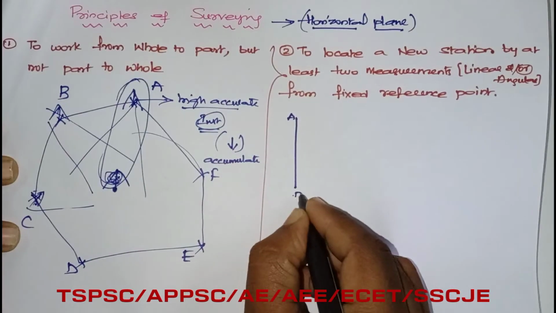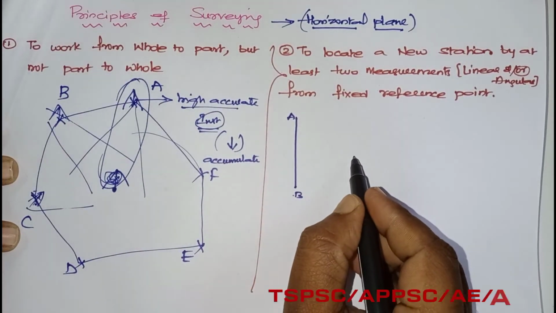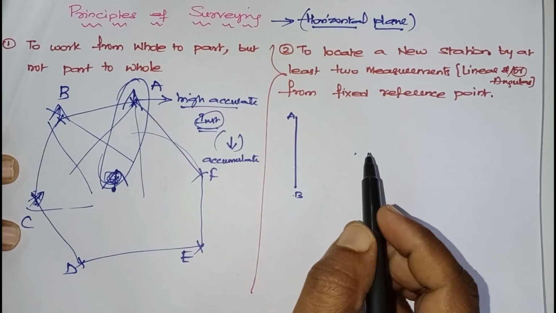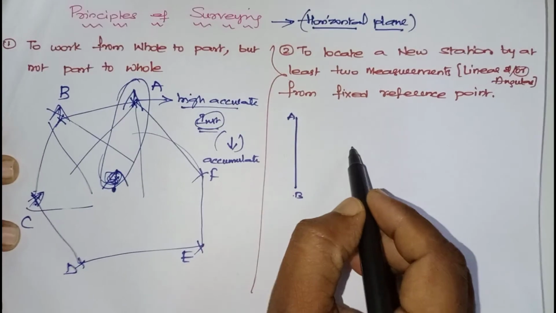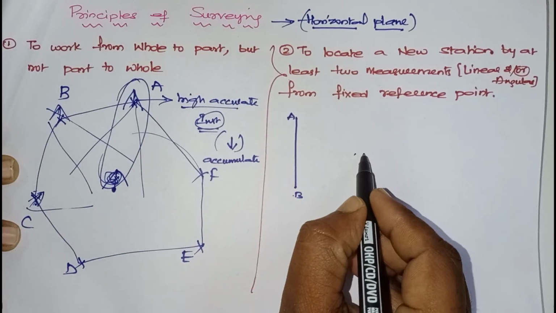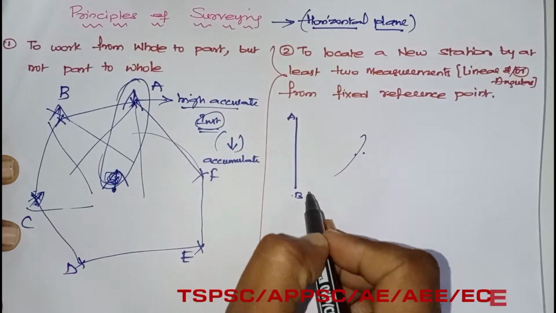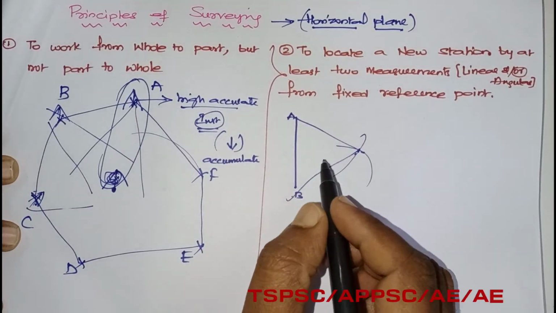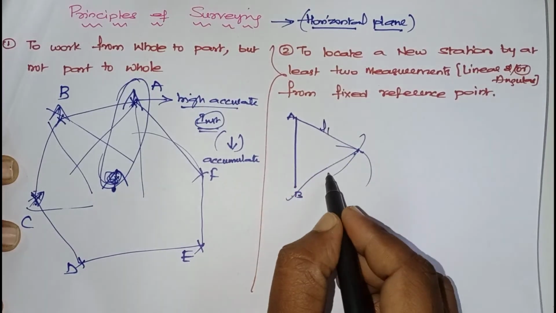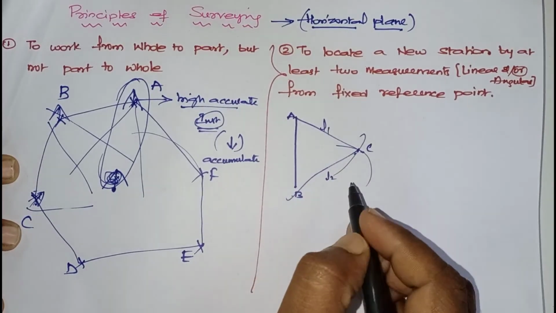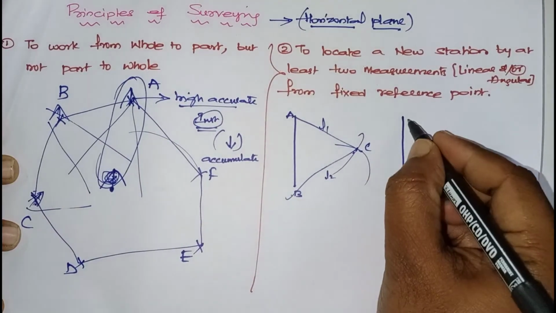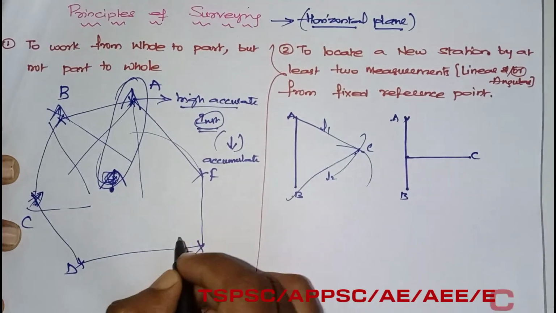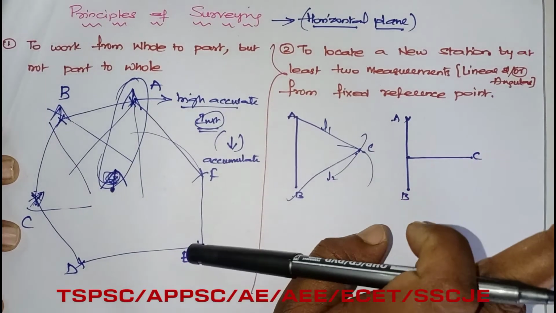Now suppose we have fixed reference points, let us say A and B. Next I am interested in knowing point C. If I know linear or angular measurements, I can take them. Suppose I know A to C and B to C. Just mark it. By knowing two lengths we can fix the third point C. Or, from the bisection between A and B, the perpendicular, I know a single linear length.